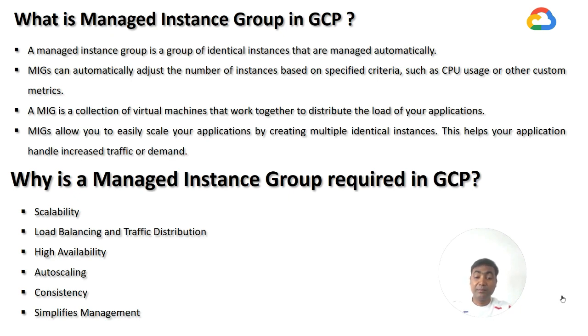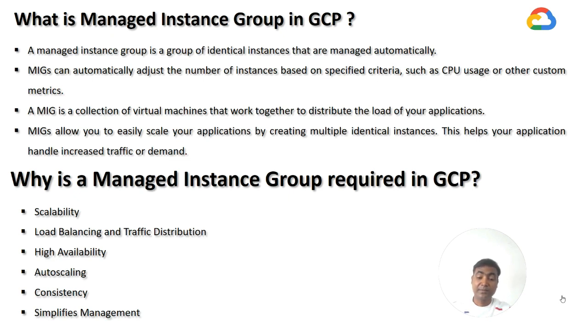A managed instance group can be configured to automatically adjust the number of instances based on factors like CPU utilization, custom metrics, or other specified criteria. This helps in optimizing resource usage and cost efficiency. Consistency, guys: the instance group, especially when used with an instance template, ensures that all instances within the group have the same configuration. This promotes consistency and reduces the potential for configuration errors.